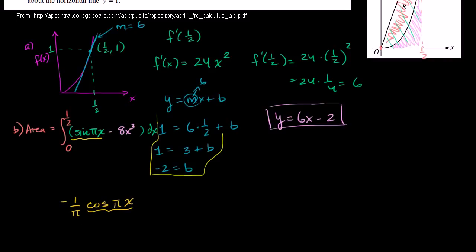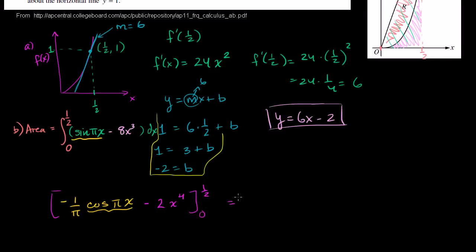So the antiderivative of sine of pi x is this. The antiderivative of negative 8x to the third power is negative 8 divided by 4, so negative 2x to the fourth power. All I did is increment the 3 to a 4, and then divide the 8 by the 4. You can take the derivative of this to verify that it is the same thing as negative 8x to the third power. And we're going to have to evaluate that from 0 to 1/2.